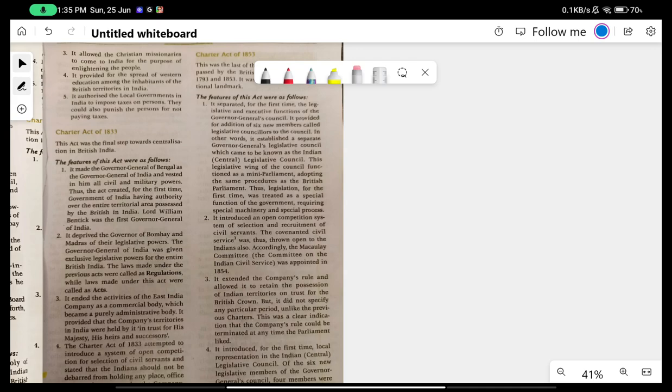Sixth point is introduce local representation for the first time in the Indian Legislative Council. Now here is the point. Of the 6 new members in the Legislative Council, 4 were to be appointed by the provincial local governments of Madras, Bombay, Bengal and Agra each. So we talked about in the first point that there would be a new Legislative Council for the Governor General of India, and there would be 6 new members in it. And out of these 6 new members, 4 would be Indian, and they would be appointed by the provincial governments of Madras, Bombay, Bengal and Agra. So one from Madras, one from Bombay, one from Bengal, and one would be from Agra.